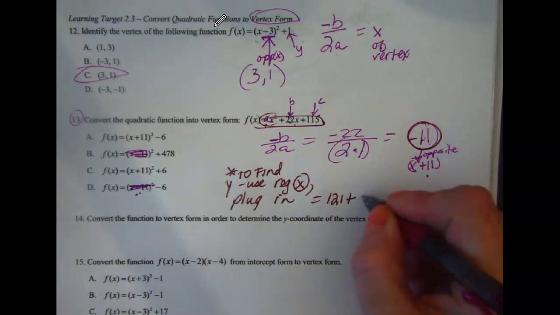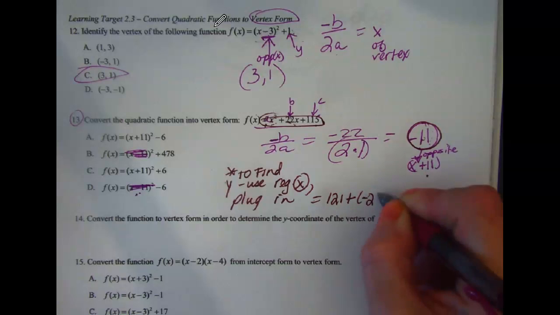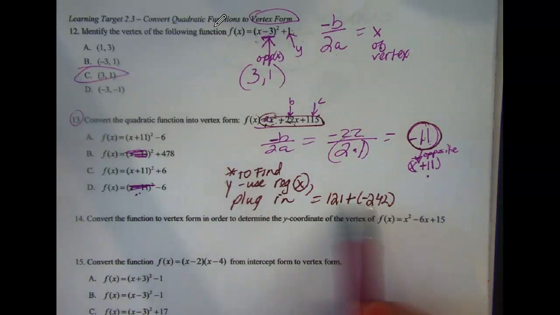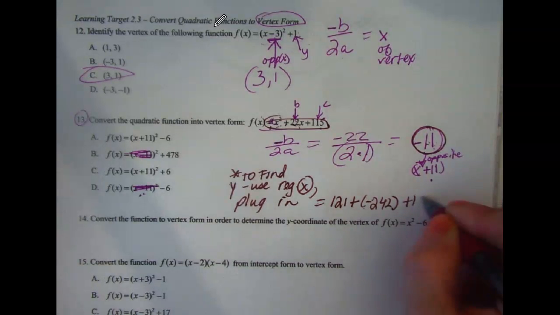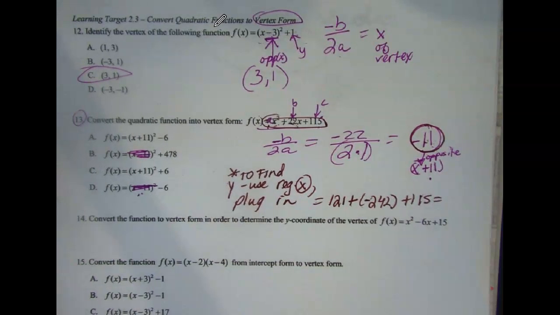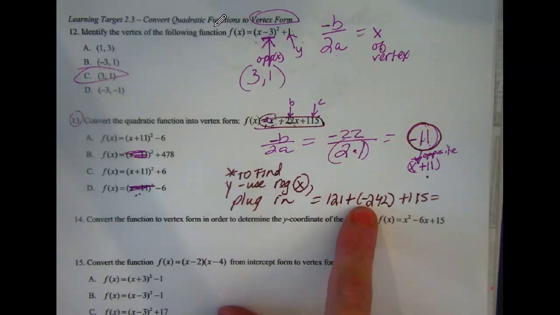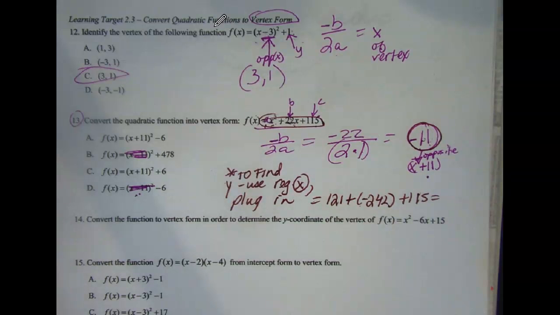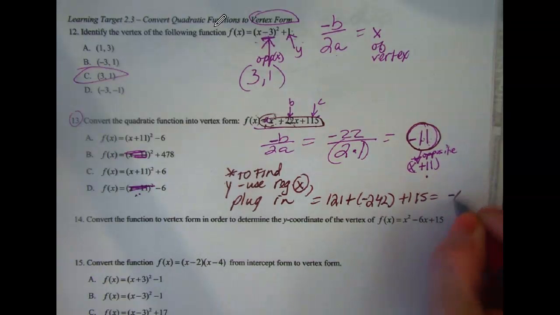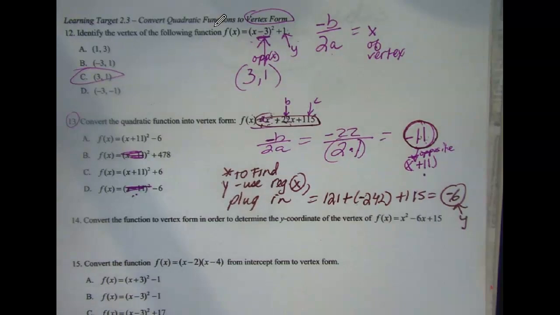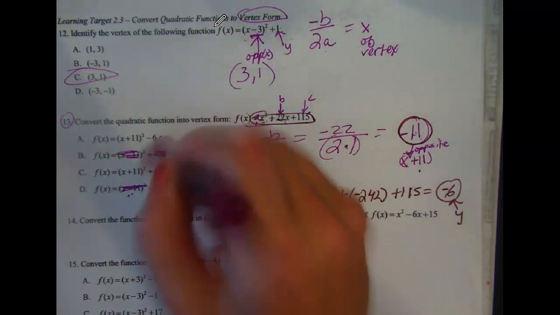That would give you a -242. I put plus, but you could have put a -2. I just put it in parentheses. Plus 115. So if you add all those up, so 121 minus or plus a -242, and then plus 115, that's going to get you a -6. This is your y. That's how you find the y. So we have to pick the one with the negative.